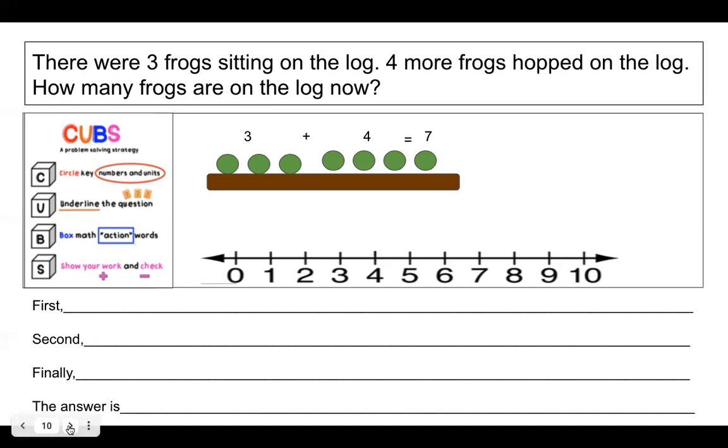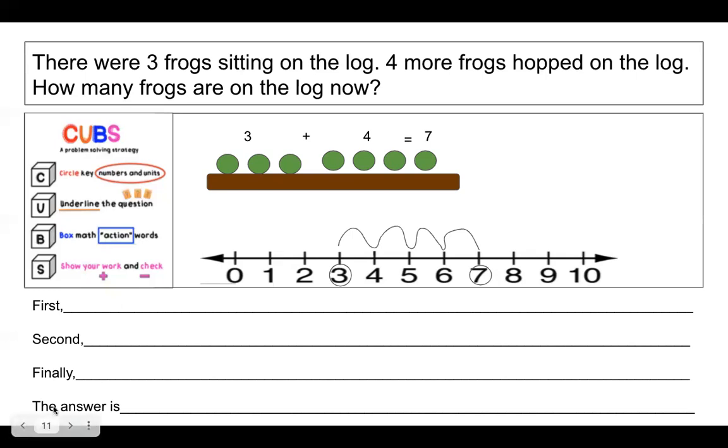We can check to see if we got the answer correct by using the number line. Circle the number 3 on the number line and jump forward 4 times. 1, 2, 3, 4. Circle the number you stopped at. Yes, the number 7. The answer is correct. 7 and 7. There are 7 frogs on the log now.